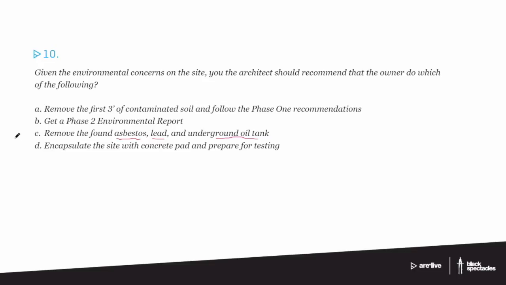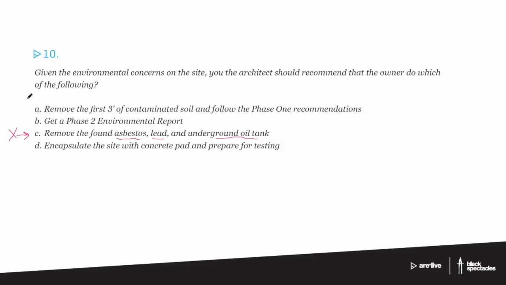So C is one of those ones that sure seems like a good answer, especially if you read the phase 1, but it's not the right answer for an architect. An architect is not going to be telling the owner yes, you should remove the asbestos. The environmental engineer is the one who's going to be doing that, and the way they're going to be doing that is through the phase 1 and phase 2. So let's look at some of the other answers and see what we get.